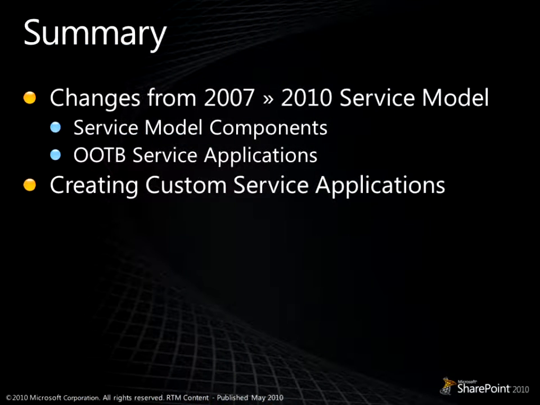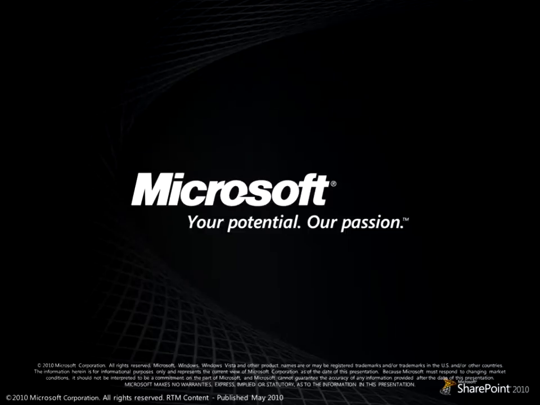That sums up the module. We first covered the changes from 2007 to 2010 concerning the service application model and the service model components. We also took a look at the out-of-the-box service applications and how they can be configured within the farm. As a final topic, we covered the steps to develop custom service applications at a high level. Thanks for your time, and hopefully this was useful.